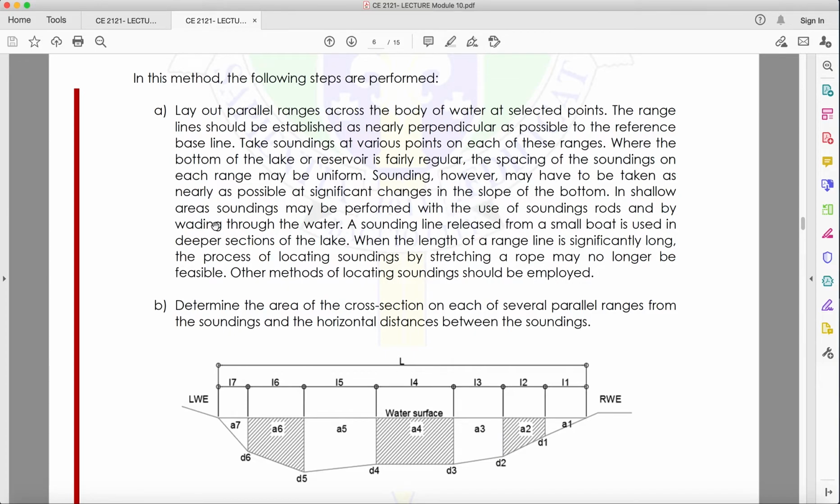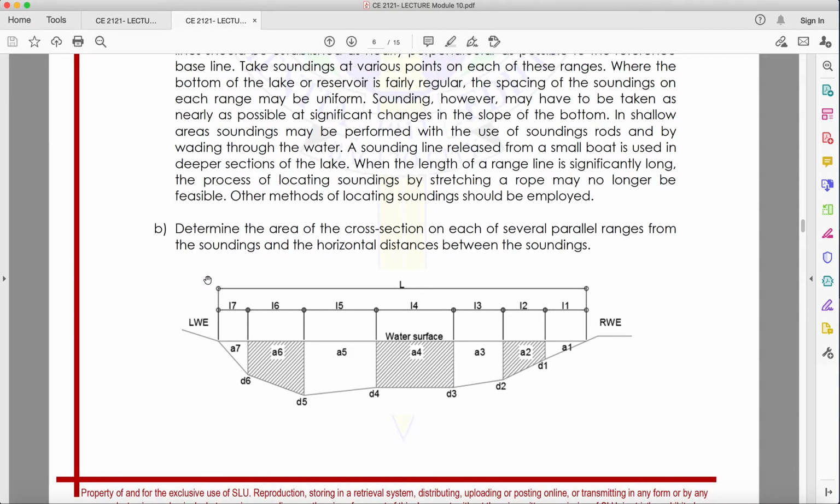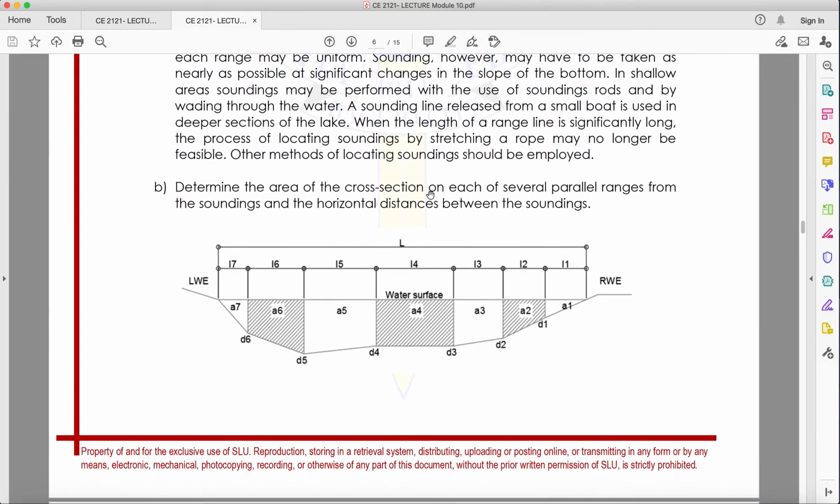In shallow areas, sounding may be performed with the use of sounding rods and by wading through the water. A sounding line released from a small boat is used in deeper sections of the lake. When the length of a range line is significantly long, the process of locating soundings by stretching a rope may no longer be feasible. Other methods of locating soundings should be employed. Determining the area of the cross-section on each of the several parallel ranges from the soundings, the horizontal distance between the soundings.